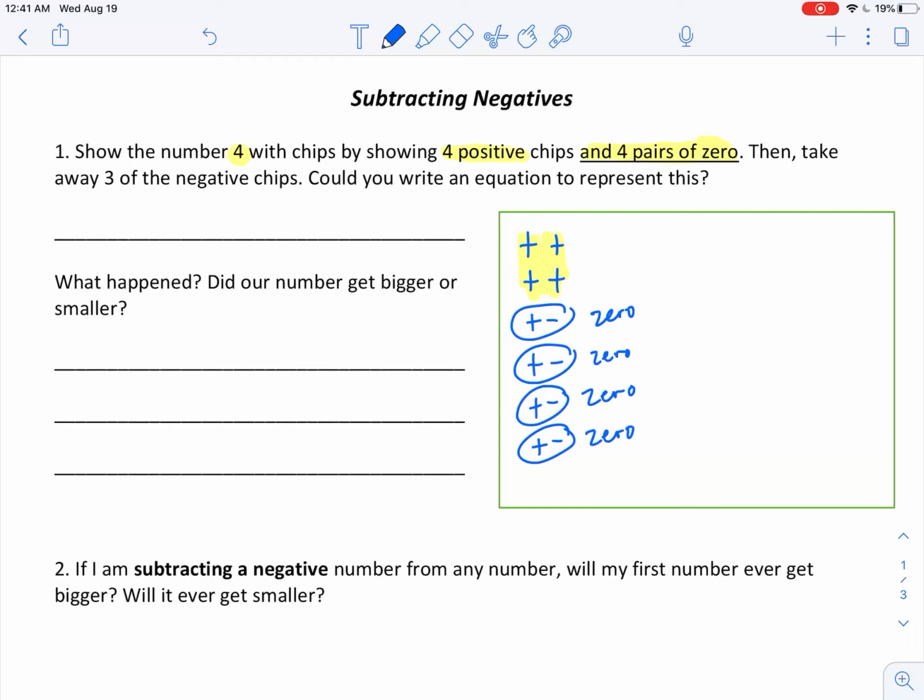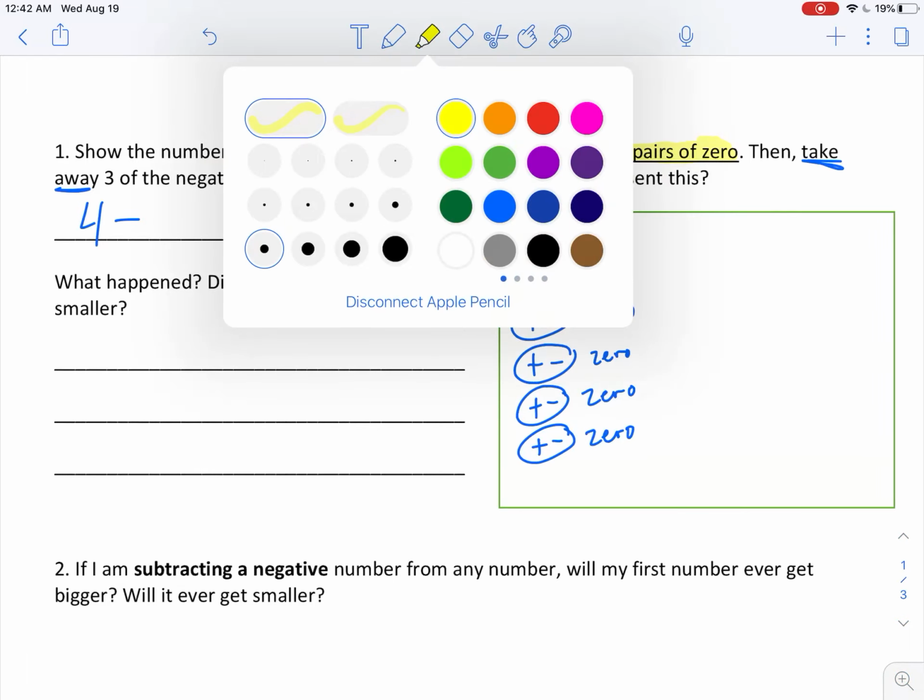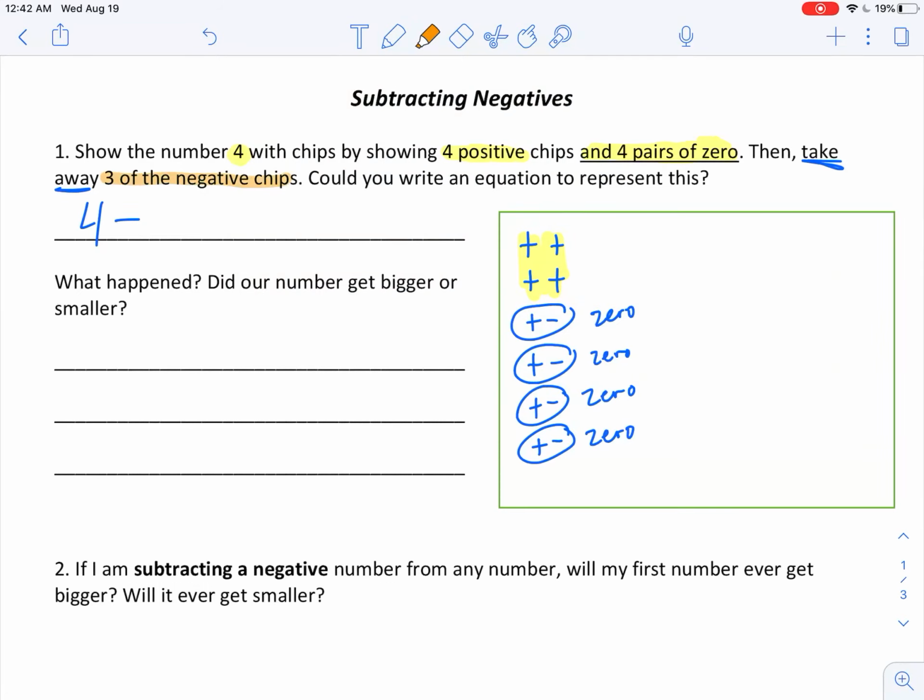So I'll start with 4. And it says then take away. And what operation in math are we doing when we take something away? So what operation is represented usually by the words take away? Well, usually it's subtraction, right? So I'm taking something away, I'm subtracting something. Well, here we go. We started with 4, right? Started with 4. I'm taking away, and then it wants me to take away 3 of the negative chips.